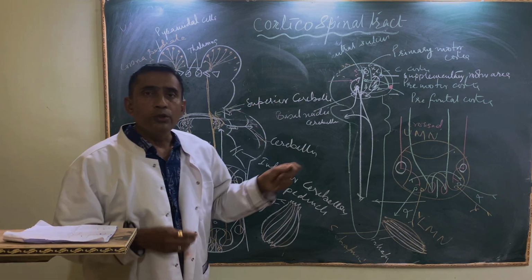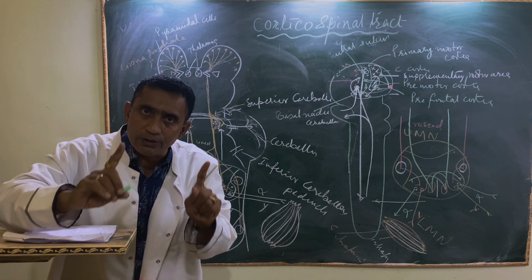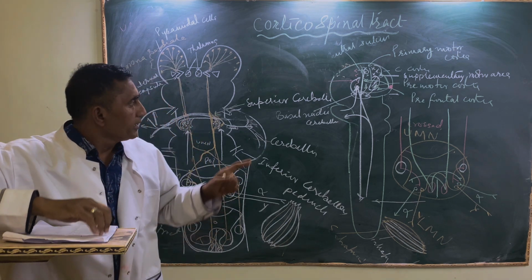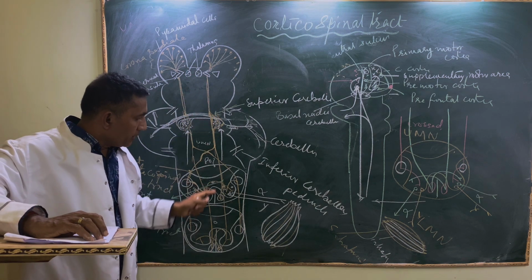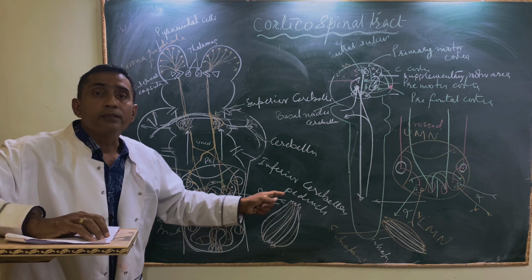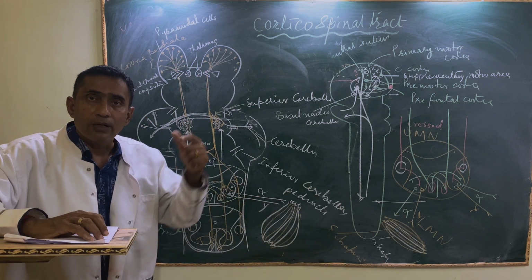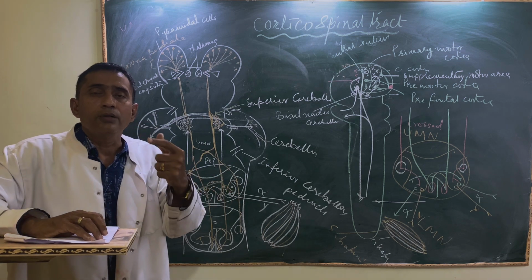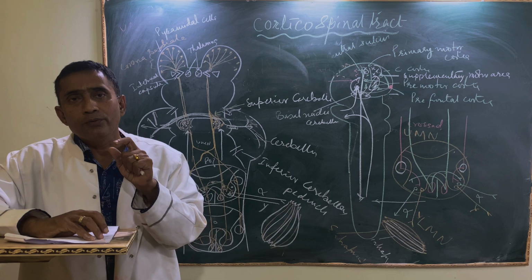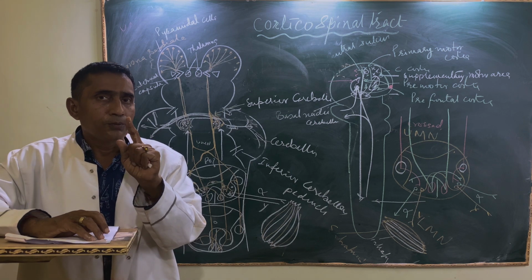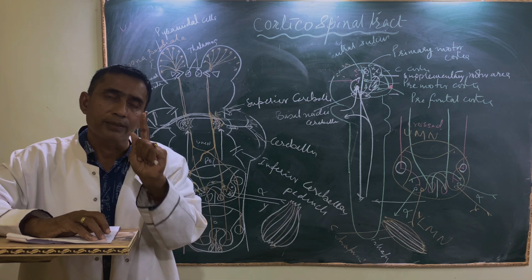In this video, I have told you about the origin of the corticospinal tract, how it is distributed, how it moves, and ultimately how it controls the muscles. All the way I have given you the information on how it is distributed and how it controls the muscles. Hope all of you will be able to understand if you watch this video and really concentrate on it.